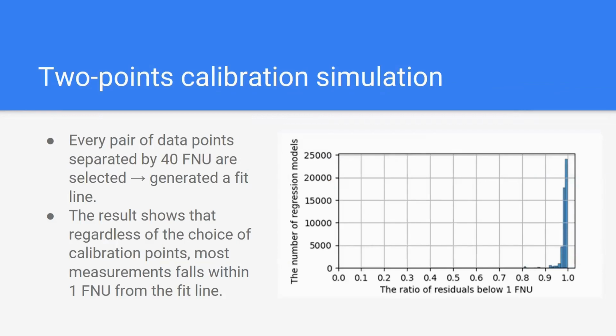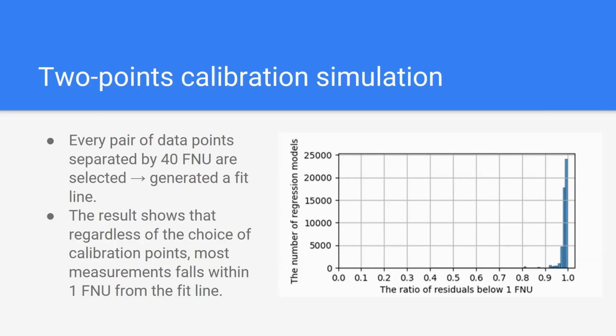And we also performed a simulation of calibrating the sensor using 2 point calibrations. So taking 2 points that have different turbidity and drawing a line and estimating the turbidity based on the line. So we performed this simulation on every pair of data points that are separated by 40 FNUs. The reason why we chose 40 FNUs is because our collected data was ranging from 0 to 70 FNU, and we thought 40 would be reasonable.